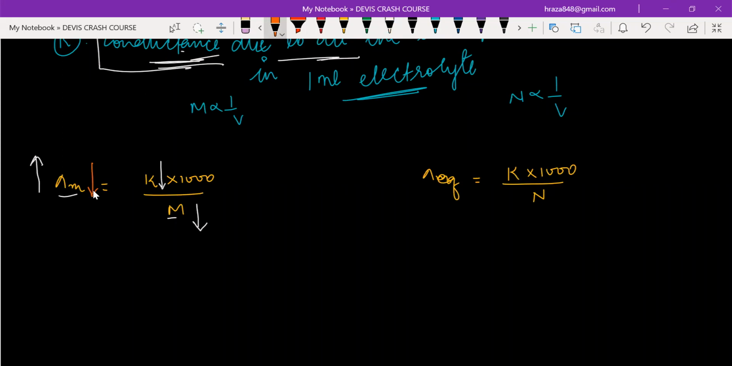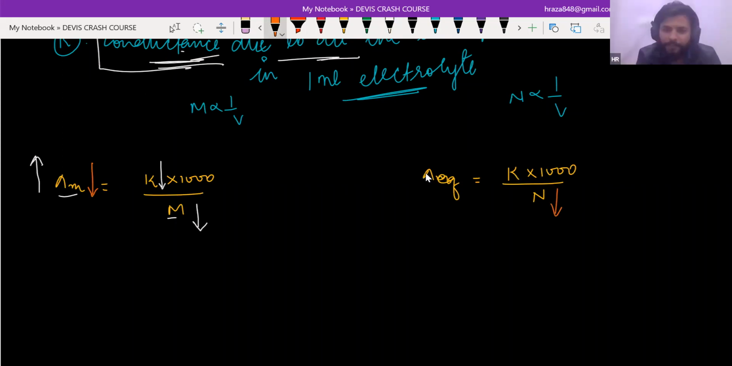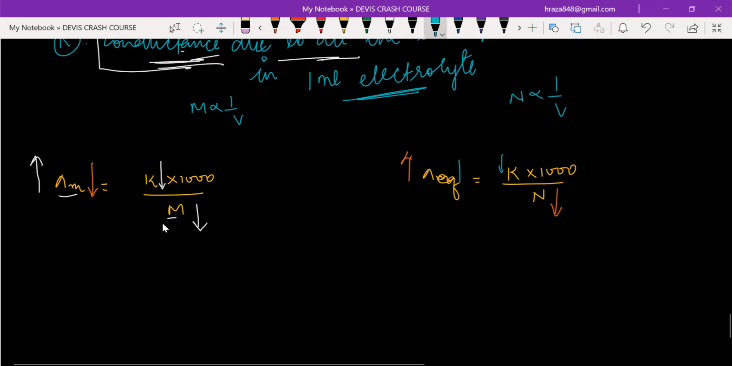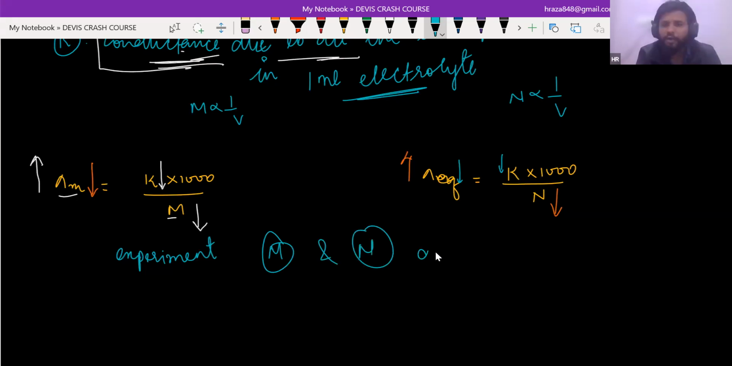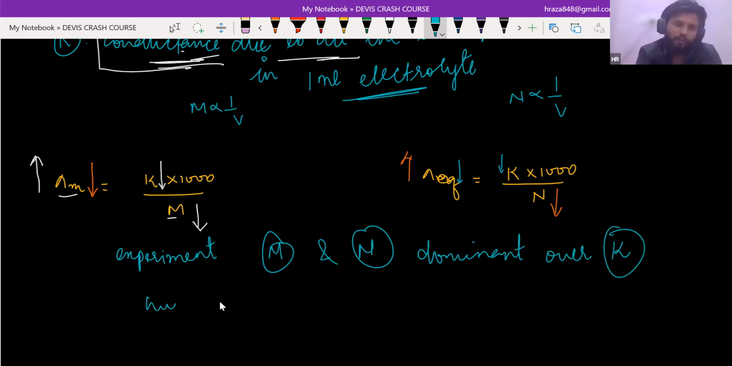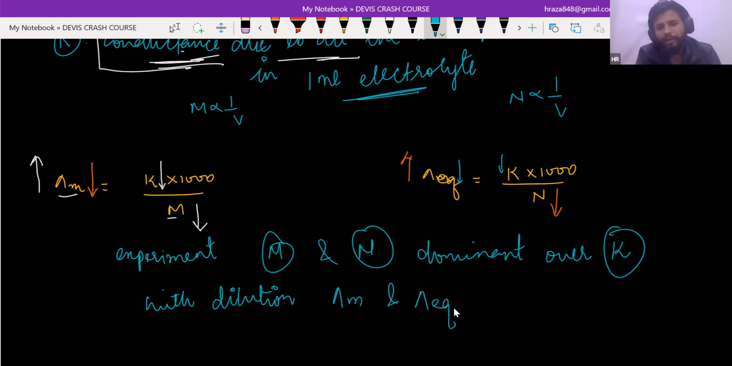But what happens? I'm going to take this like this and this with dilution like this. But by experiment, this molarity and normality dominate over kappa. That's why with dilution, molar conductivity and equivalent conductivity increase.